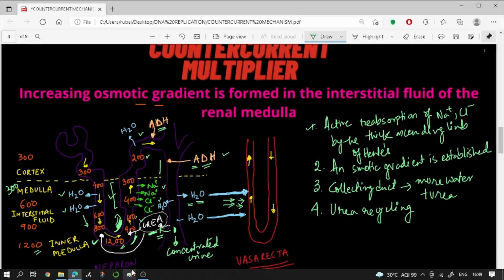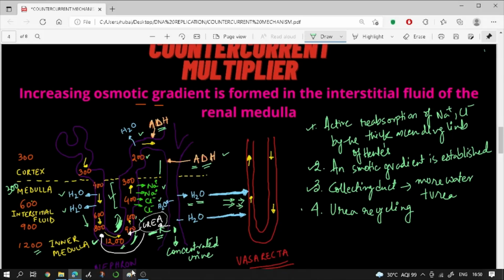The first one is active reabsorption of sodium and chloride by the thick ascending limb of Henle's loop. Second one is the osmotic gradient being established. The third one is the collecting duct reabsorbing more water and urea under the influence of ADH hormone.